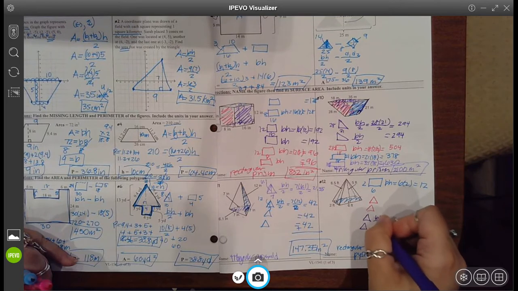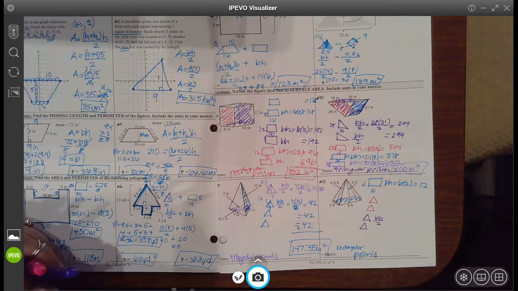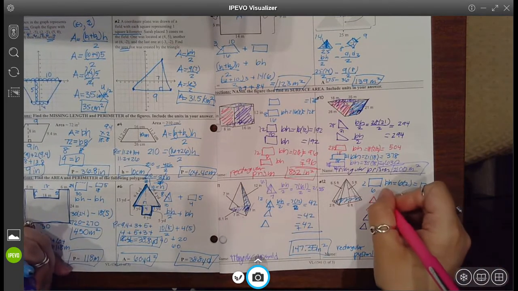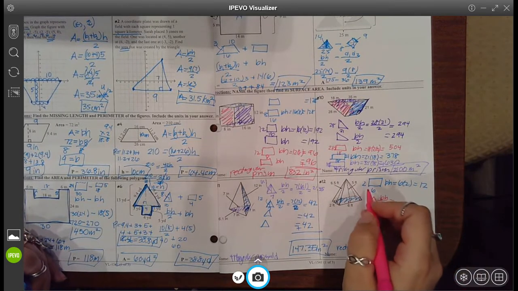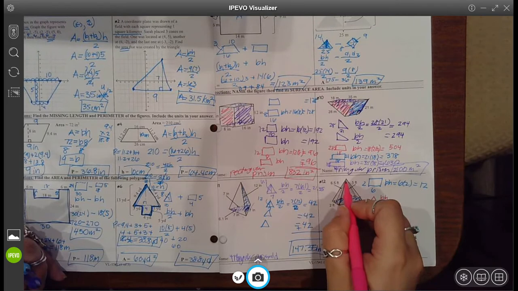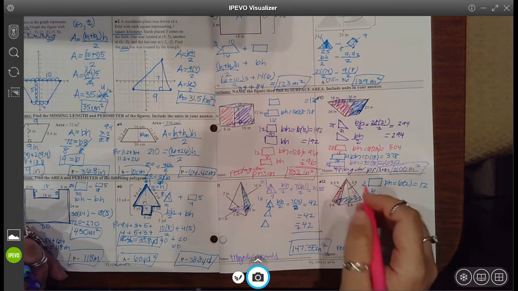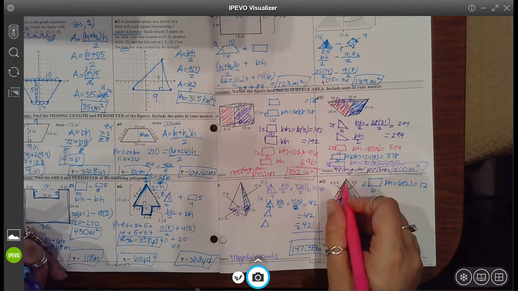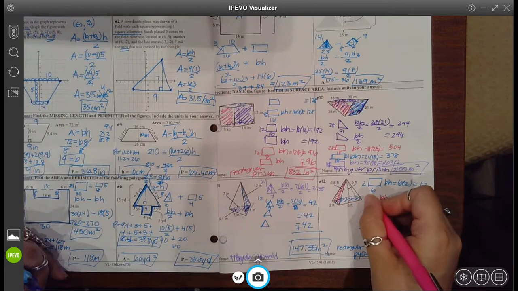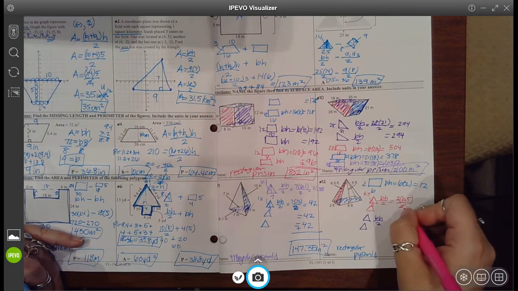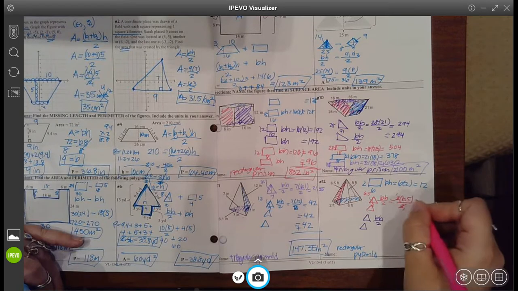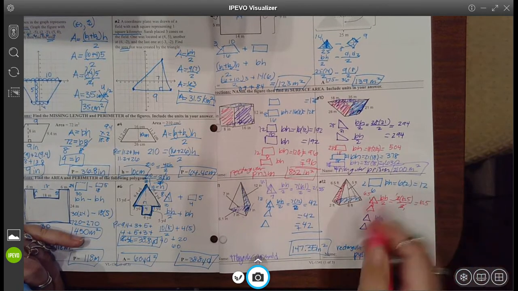Triangles are base times height divided by 2. So I need to find those measurements. Let's see. I see a triangle right here on the side. That guy is 2 by 6.5. So base is 2, height is 6.5, divided by 2. Those cancel and become 1. So 1 times 6.5 is 6.5.